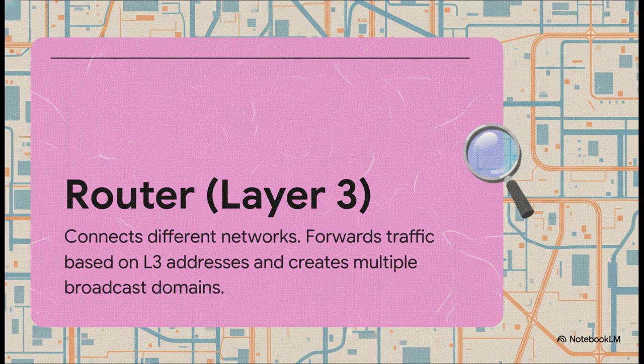But what if you need to send a package to a whole different city? Well, for that, you need a router. A router is like the massive highway interchange that connects your entire city to other cities, other networks, like the internet. It makes decisions based on IP addresses, you can think of these as the zip codes of the digital world, to get traffic from one network to a completely different one.